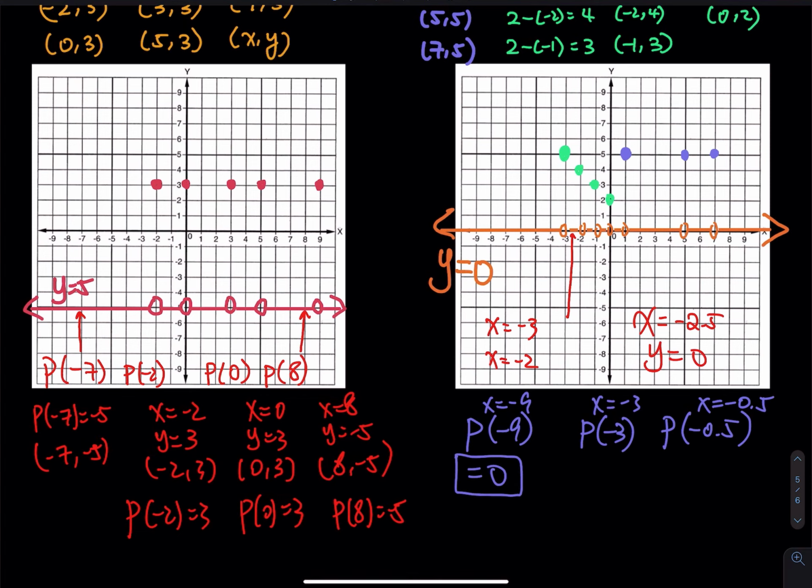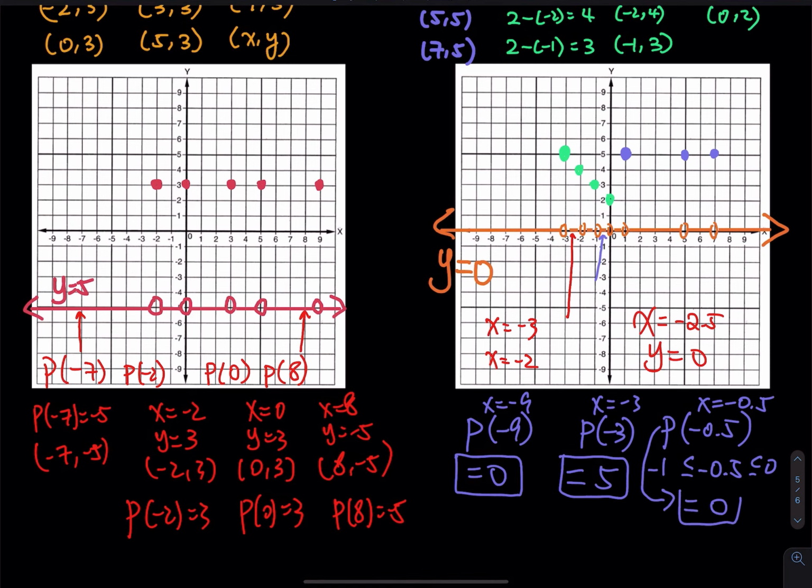And then when x equals -3, you see an open circle in orange and a solid circle in green. So we pick the solid circle. When x equals -3, y equals 5. How about this one? When x equals -0.5. So -0.5 is between -1 and 0, right? So you have to take a look at this little piece between -1 and 0, so that is still on the orange line. So p of -0.5 equals 0.